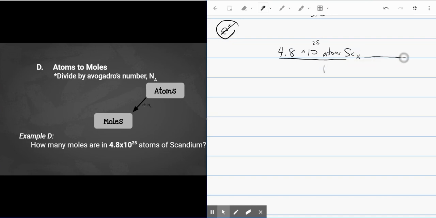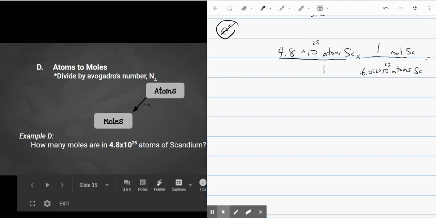And you can see I want atoms to cancel, so atoms go down here. Atoms of SC go at the bottom. And it asks for moles, so moles are my unknown. Those go up top. 1 mole of anything is going to be Avogadro's number. So I have that many atoms of scandium and 1 mole of scandium. And then we are going to need our calculator.